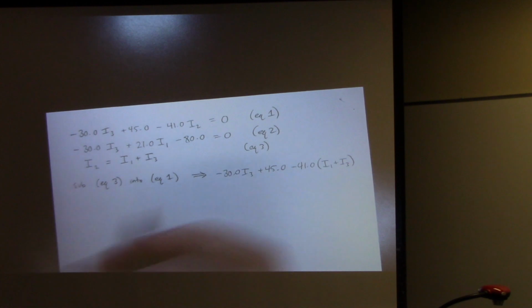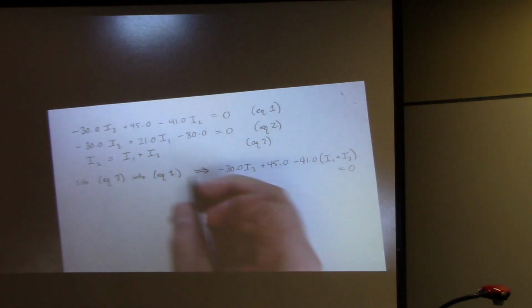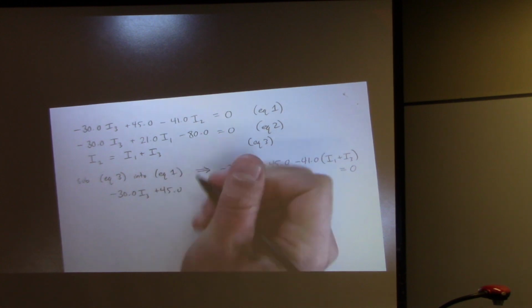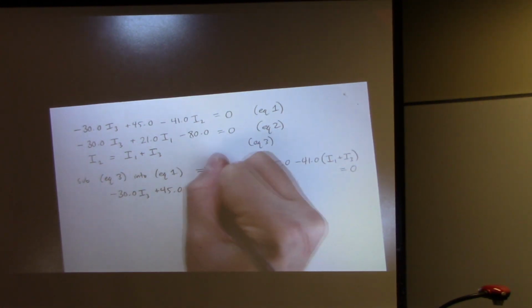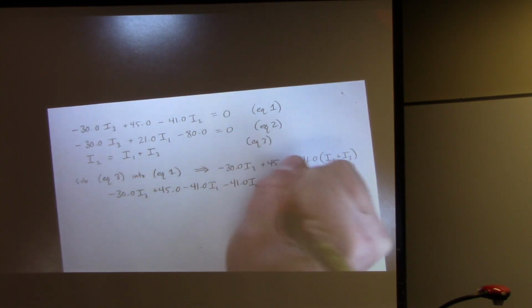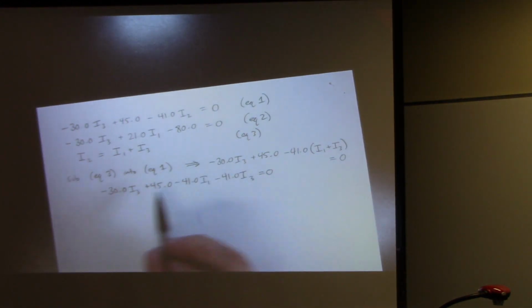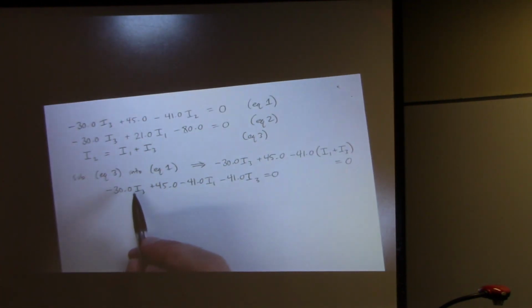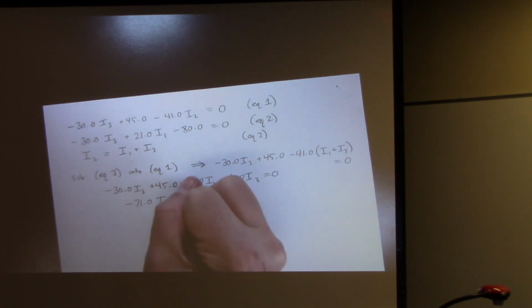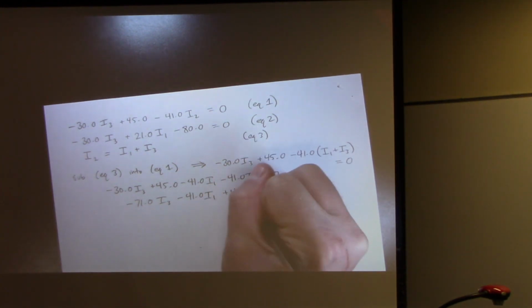And that's our equation. So let's expand out what's in the parentheses. Oh, that's also equal to 0, by the way. That's the full equation. We have minus 30 times I3 plus 45. And then I have minus 41.0 times I1 minus 41.0 times I3, all equal to 0 once again. So let's combine the two I3 terms. I have one at the start of the equation, another one at the end. So when you add these together, you get minus 71.0 I3, and then minus 41.0 I1 plus 45 equals 0.